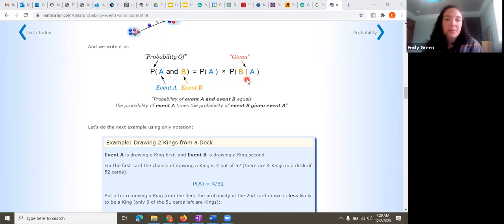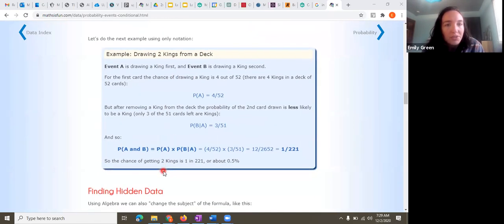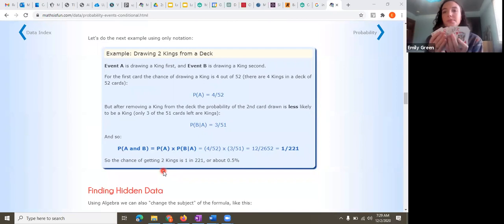Now let's look at another example, and we're going to use this equation to help us understand it. So, drawing 2 kings from a deck. We have a deck of cards, and a deck of cards has 52 different cards, right? And we want to know what are the odds of drawing a king. But we don't just want to know the odds of drawing a king. We want to know the odds of drawing a king first and second. So the first time I have 52 cards, and out of my 52 cards, I have 4 kings.